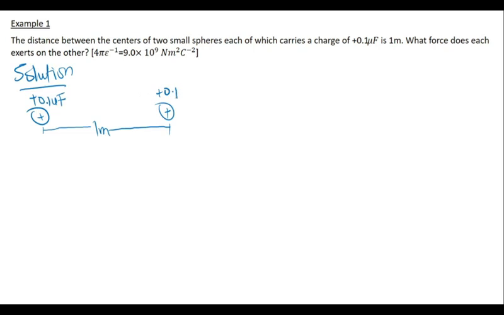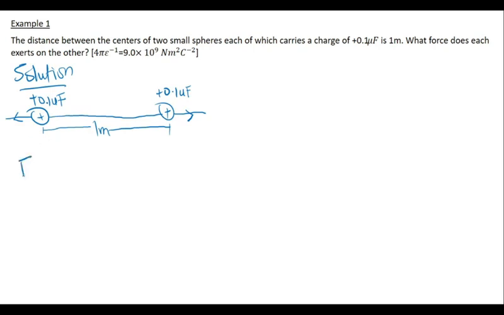Plus 0.1 microfarad. Okay. Now, because these two bodies are both positive, the force that they will exert on each other is the force of repulsion. Alright, so if this is our parameter, then we can go ahead and solve.